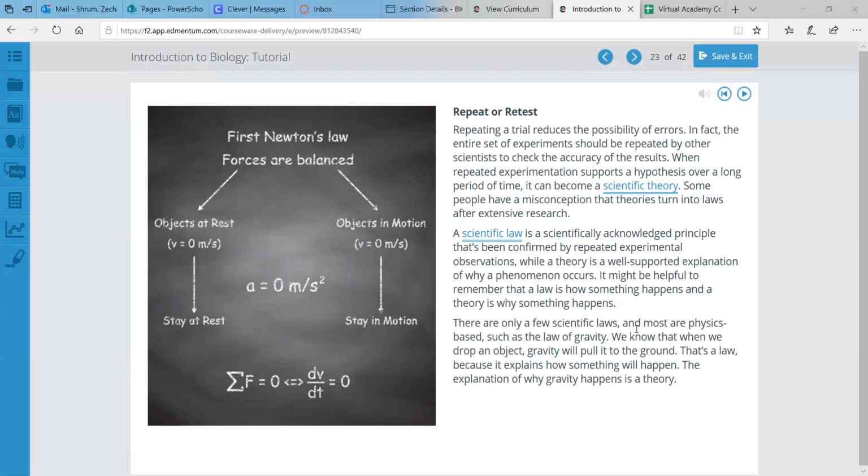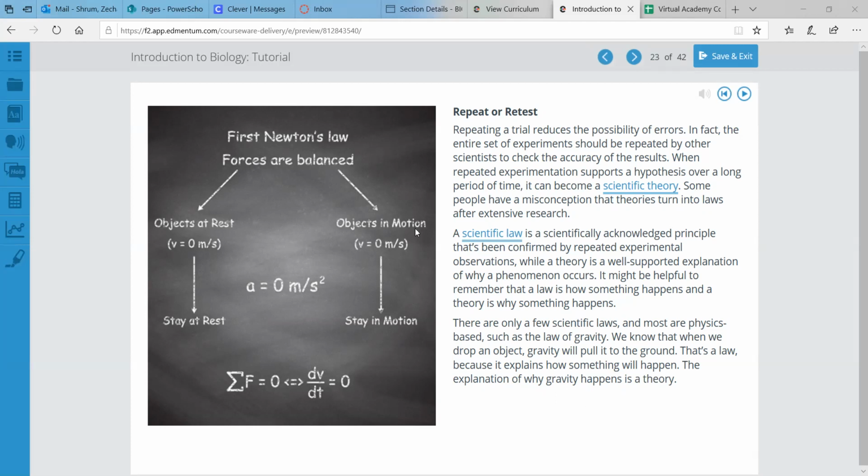Gravity, we refer to that as the law of gravity. We know that when we drop an object, gravity will pull it to the ground. That's a law because it's happening. That's how it happens. Now, to explain why this happens this way, that's the theory. So a theory can describe a law, right? But a law is just the thing that happens. The theory tries to explain why it happens.